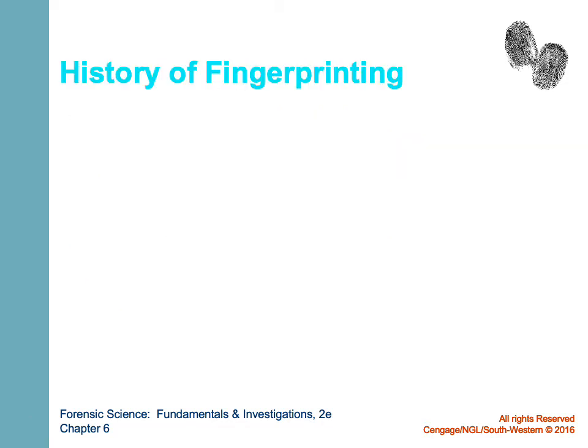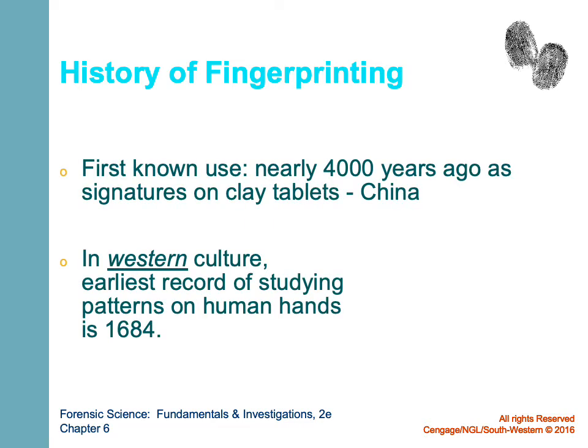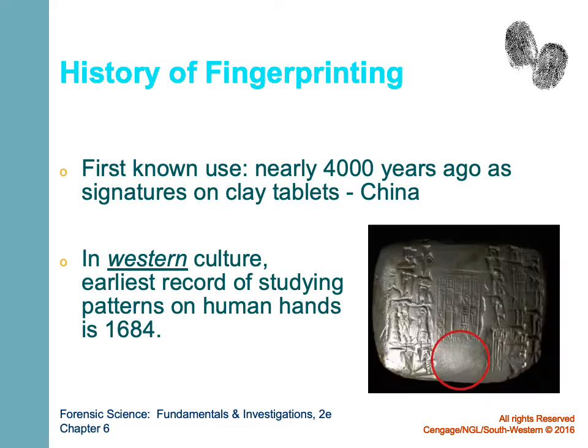Next couple slides are just going over the history, and I'll point out specific ones that you'll need to make sure you know. So know this one here: about 4,000 years ago, signatures on clay tablets were the first known use of fingerprints, and this was just used for land purposes and transfer of money.